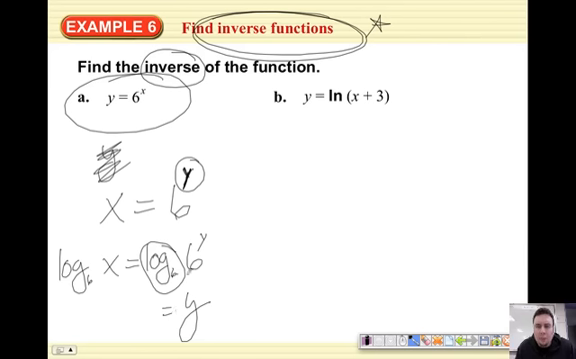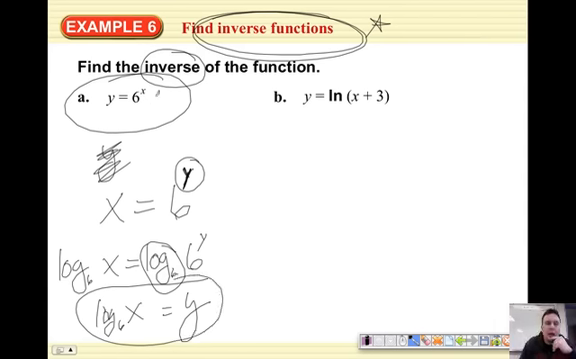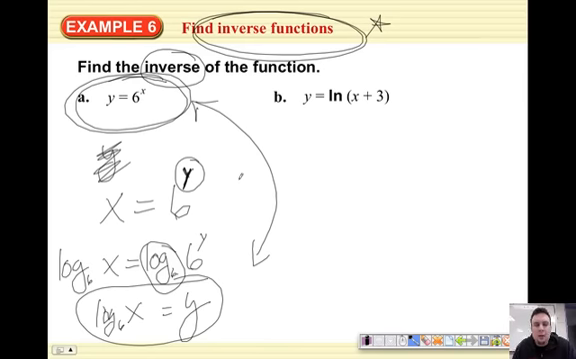Okay, how do you get rid of a base? Okay, just think about this. How do you get rid of a base? You log both sides. Okay, that's how you do it. So this is just log base 6 of x on this side. You don't have to do anything. It's done. Y equals log base 6 of x, and y equals 6 to the x are, these two things are inverses of each other.